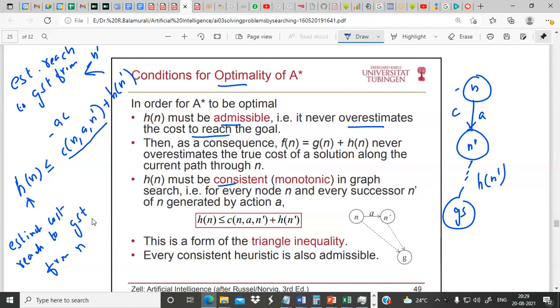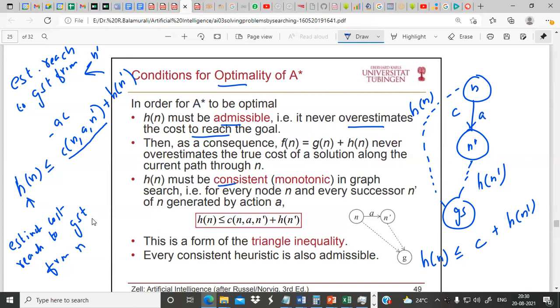What is h of n? The estimated cost of reaching from the state n to the goal state. Now what this equation says is that this h of n value should be less than or equal to this actual cost plus h of n dash. If it satisfies this condition, then it is a consistent heuristic.